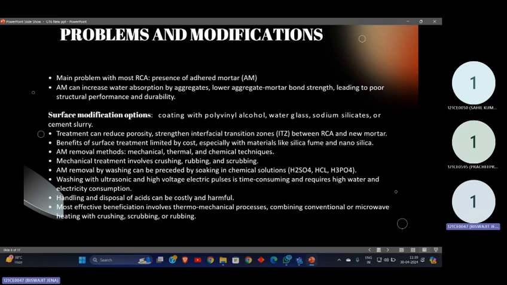We provide coating with polyvinyl alcohol, water glass, sodium silicates or cement slurry. This treatment can reduce porosity and increase the strength of the ITZ between RCA and new mortar. We can remove the adhered mortar by different methods like the mechanical method, which involves crushing, rubbing, scrubbing, and also we can do washing, proceeded by soaking in chemical solutions like H2SO4, HCl, H3PO4. The most effective beneficiation involves thermomechanical processes combining conventional or microwave heating with crushing, scrubbing, or rubbing.